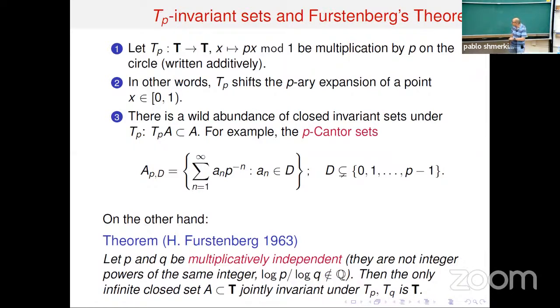This is a beautiful and famous theorem of Hillel Furstenberg from the early 60s. Well, of course, there are some sets which are invariant under times p and times q. One is the full circle. The full circle, by definition, is invariant under everything.